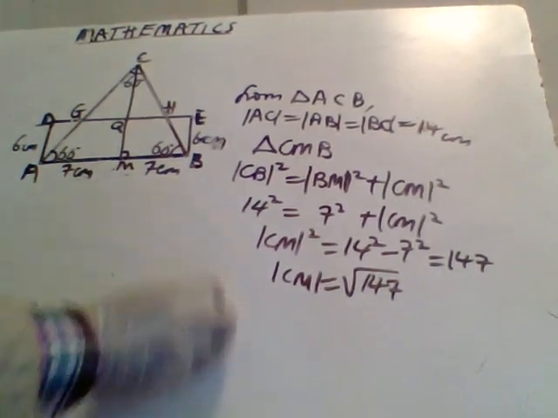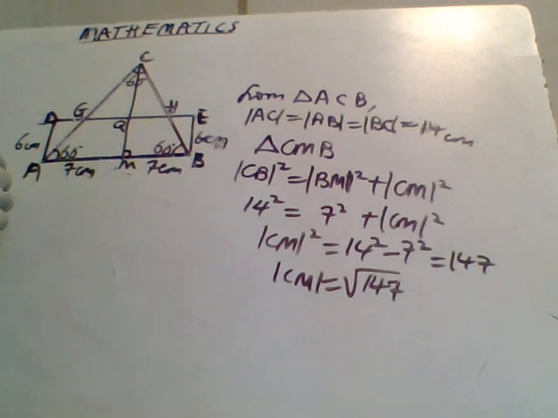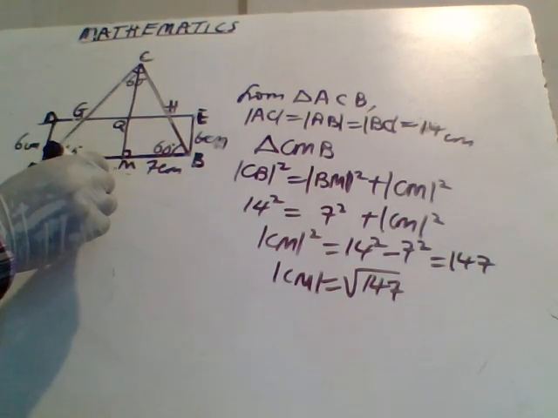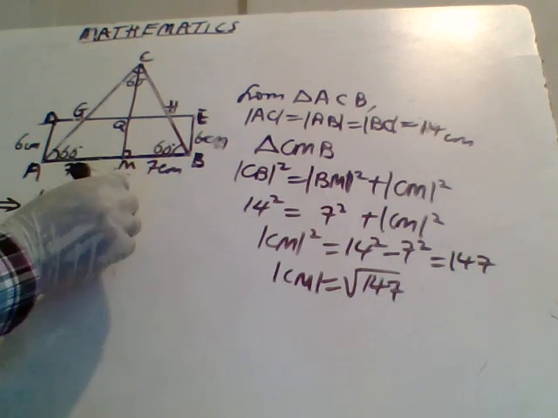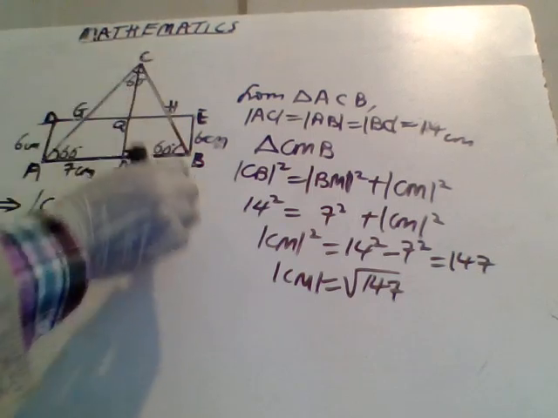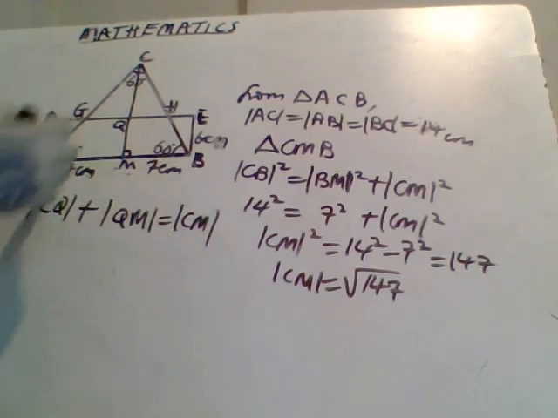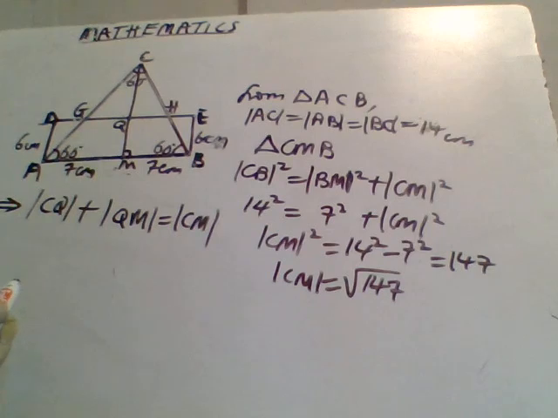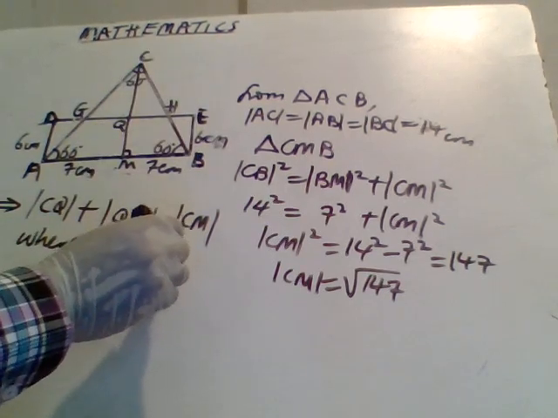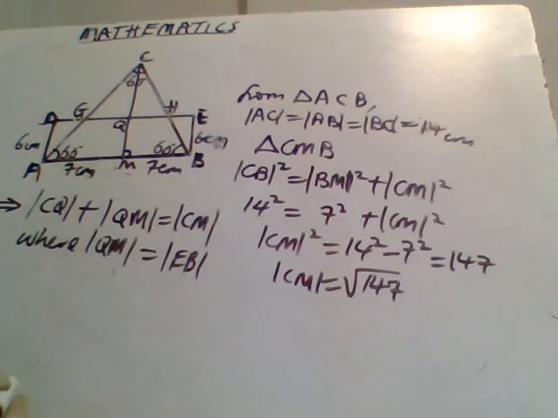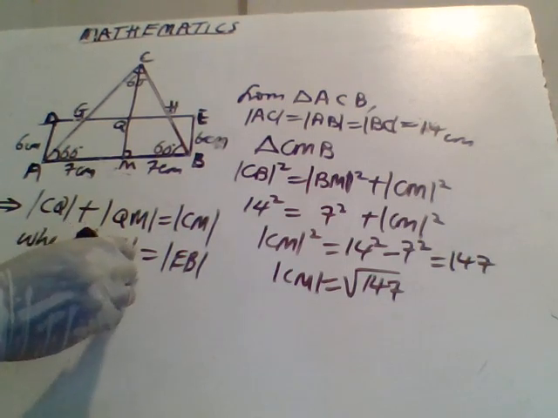Now we have gotten CM. So notice that CQ plus QM is equals to CM. CQ plus QM is equals to CM. And we know that QM is equals to EB, which is the width of the rectangle, and that gives us CM.